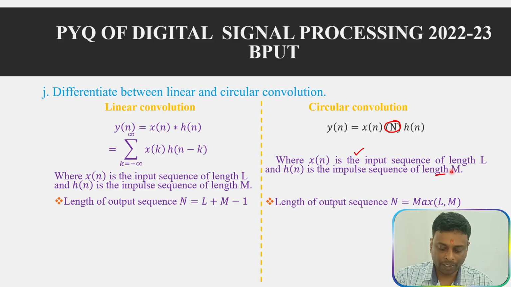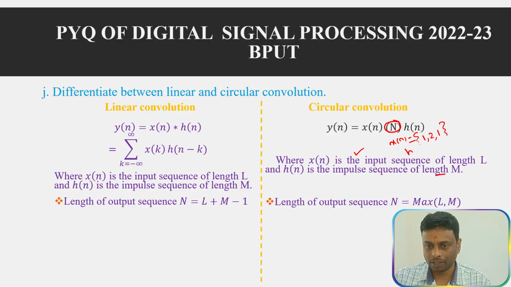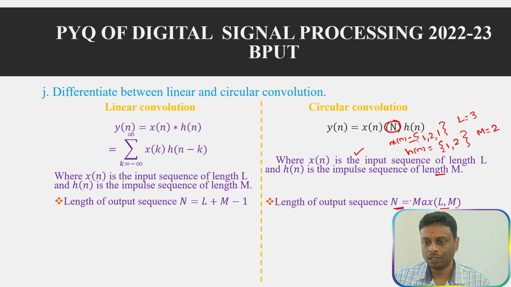Suppose x of n equals 1, 2, 1 and h of n equals 1, 2. What will be the output sequence length? It will be the maximum of L and M. Here L equals 3 and M equals 2. So the output length N in circular convolution will be 3. If we use linear convolution, the length is 3 plus 2 minus 1, so it will be 4. So here the output sequence length is 4, and here it is 3.